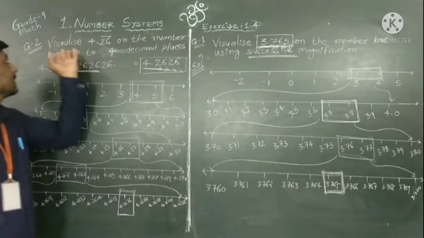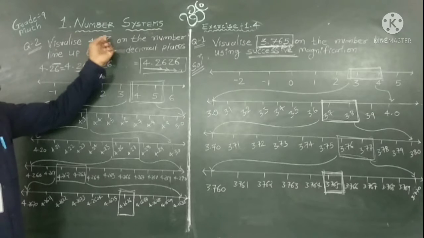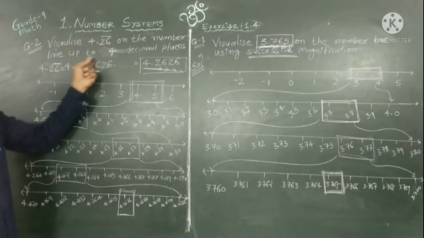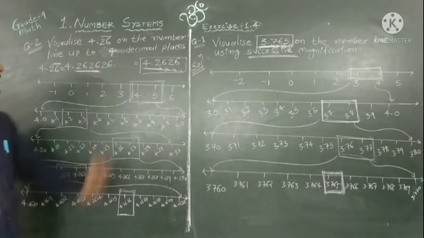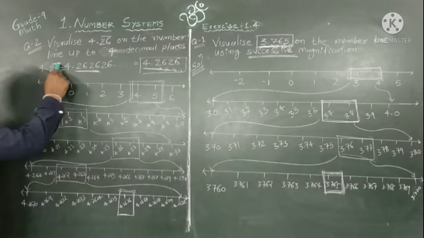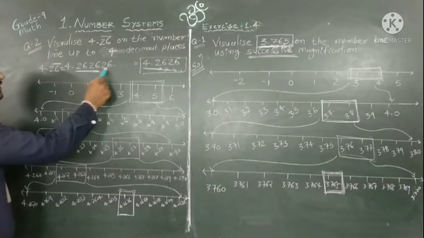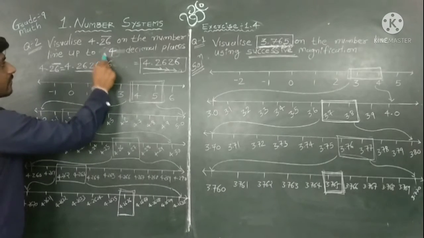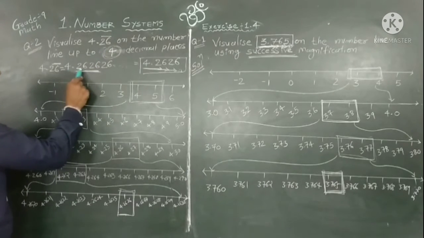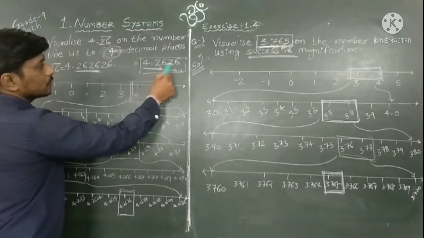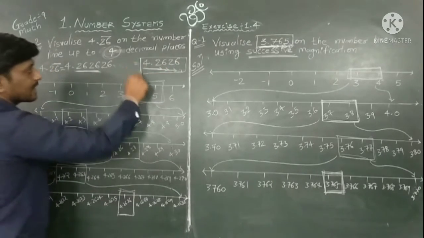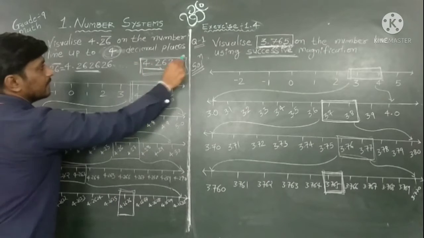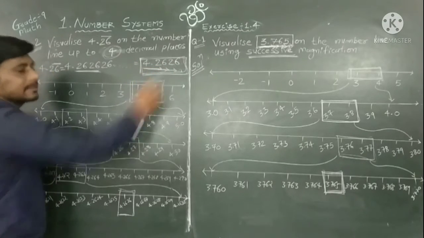Similarly, second example, visualize 4.26 bar on the number line up to 4 decimal places. Here 4.26 bar means 4.26, 26, 26 up to infinite. But we have to take only 4 decimal places. So 4.2626, 1, 2, 3, 4. Now this number lies between 4 and 5. Why? Because this number is 4 point something.